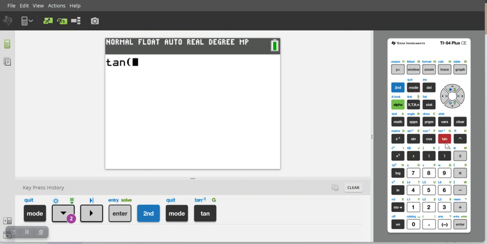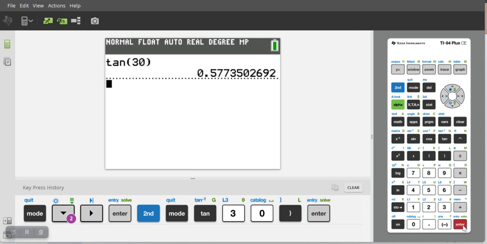If I want to know the tangent of a 30 degree angle, I can just do tangent 30, and that gets me a decimal value. You may learn later that tangent 30 has an exact value that we can know, but that's how you access the tangent function on a calculator.